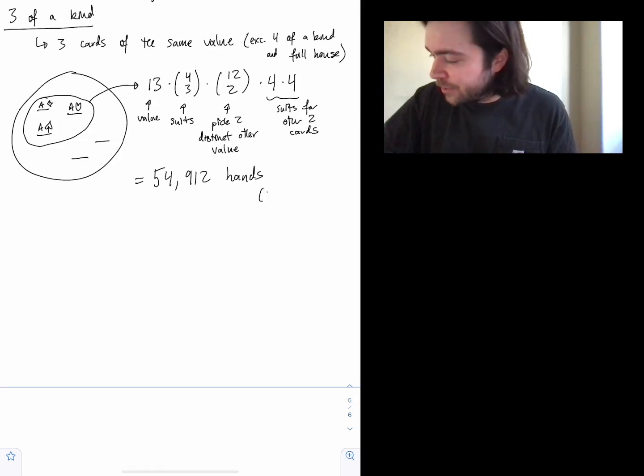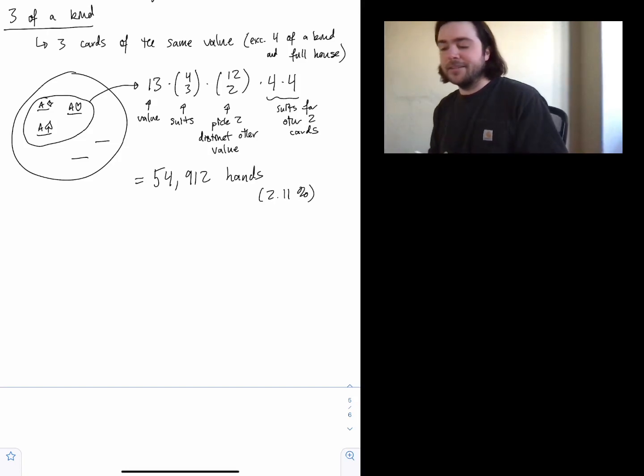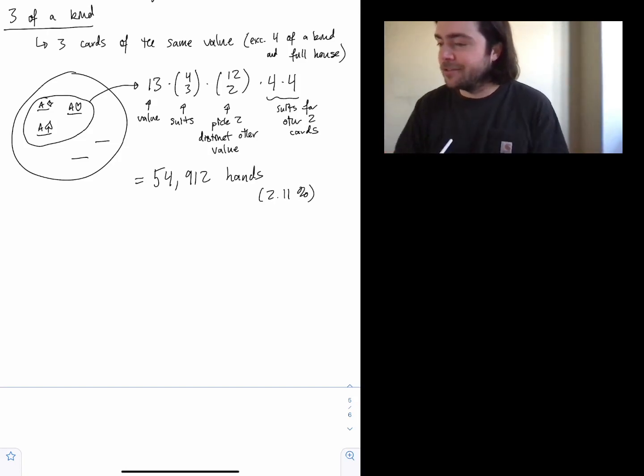And finally, we have broken 1%. This is 2.11% of all hands. So your probability of getting dealt a 3 of a kind is about 2%.